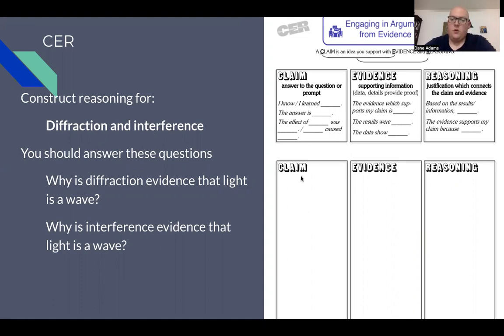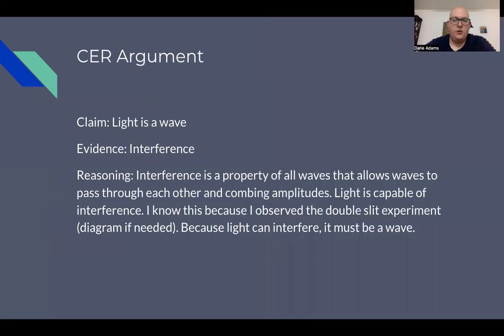So just to remind you, your claim is a statement of what you think. Evidence would be supporting information. Reasoning, again, is the justification that connects the claim to the evidence. So in the reasoning here on this page, we focused on why is diffraction evidence that light is a wave? Why is interference evidence that light is a wave? And so I showed, hopefully, I think everybody did it, but here's my example.